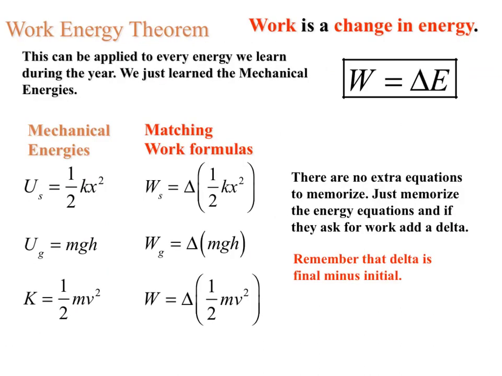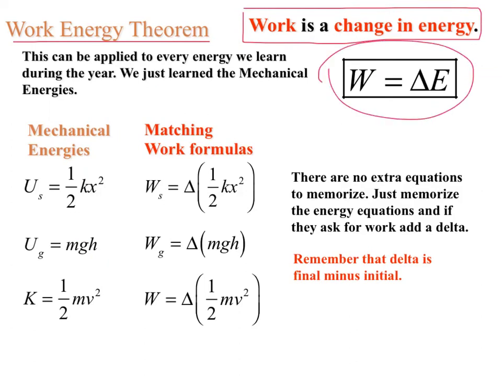Now, before you start writing everything, these are known as work energy theorems. And work is a change in energy. So this piece is important. Now, you notice that on the left-hand side, we do have all our mechanical energies that we've talked about before, and the work formulas that go with them. Now, to solve for the work done by a spring, it is simply the change in potential energy of a spring. The work done by gravity is just a change in gravitational potential energy. And the work done by a force is simply its change in kinetic energy.